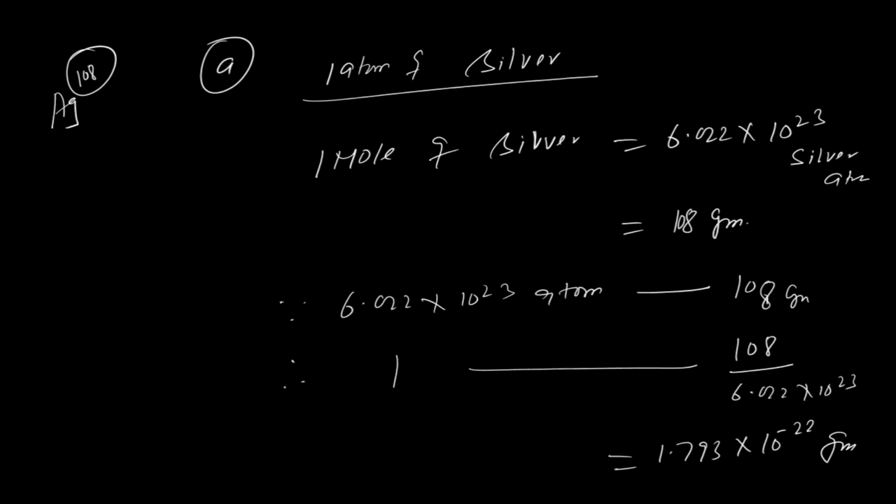So this is the one part. So you got the mass of 1 atom of silver. You should keep in mind, it will be used in arranging the things in ascending or descending, whatever they are asking. Now the second part, the answer of the second part we have to find out.